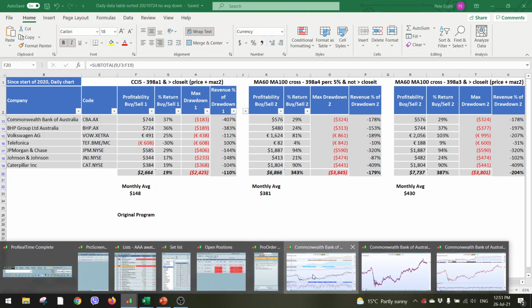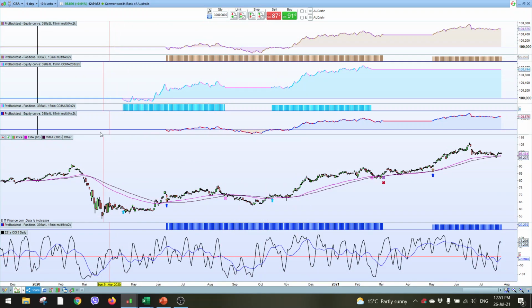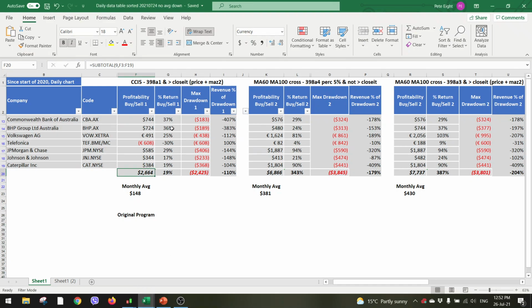So what it's saying is, this bottom profitability chart here has generated $575. Now, again, that's less than the CCI, but overall I just want to emphasize that it is less than the CCI program. You can see here for BHP that was still less than. For Volkswagen, that was greater than. But for all those stocks combined, it generated approximately $6,800 versus $2,600.